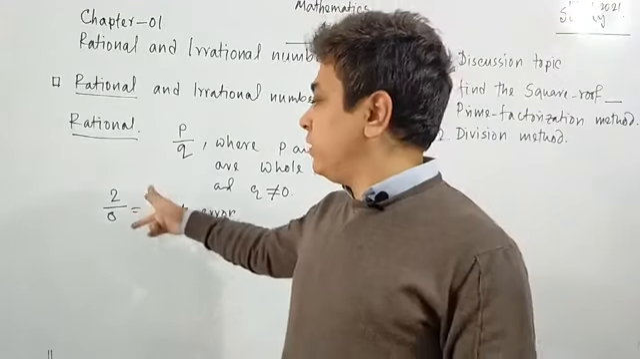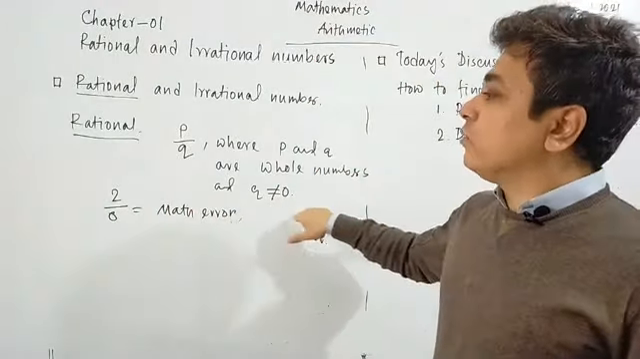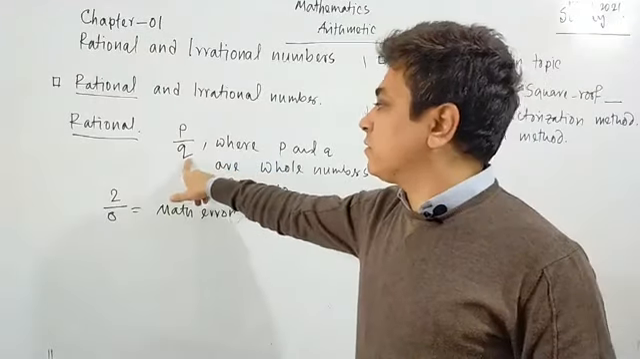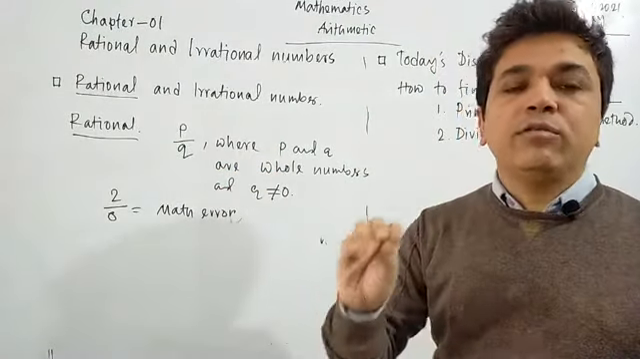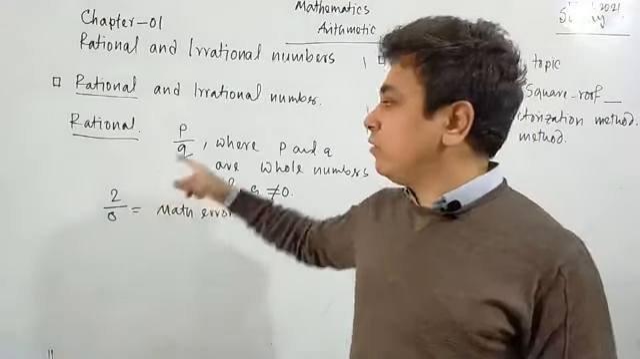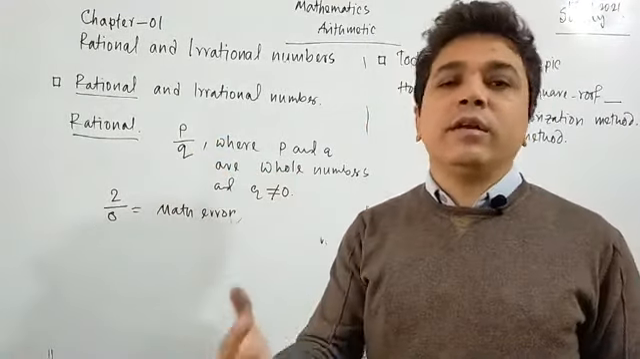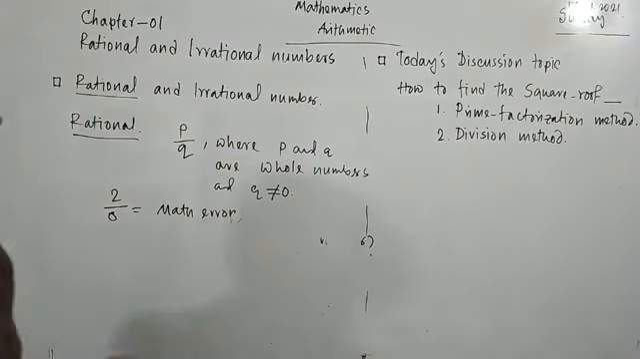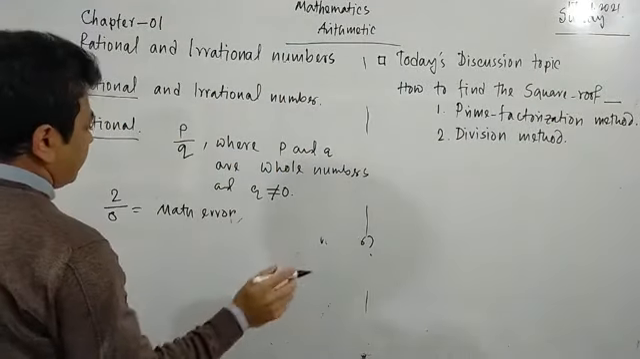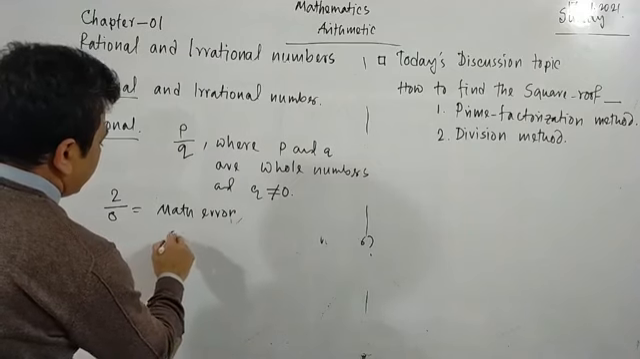Okay, so that is why it is called math error. So we never take this denominator part equal to 0, it's not possible. Any number which you can explain or express in the form of p by q is called a rational number. So, for example, if we get a number like 0.5.